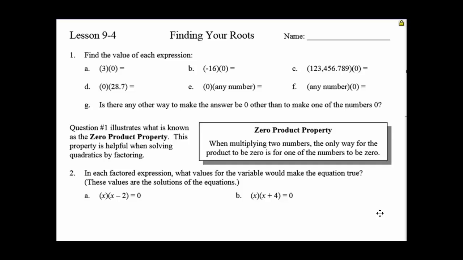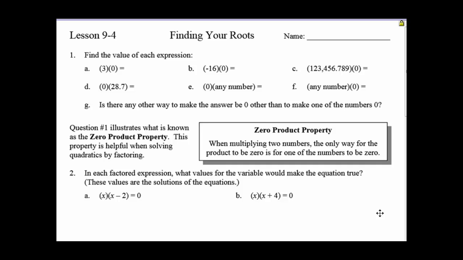This is going to be our first attempt into solving quadratics. We're going to use the zero product property, or in other words, according to the title, we're going to find our roots. So another name is, we're looking for our roots, our solutions, or our x-intercepts.